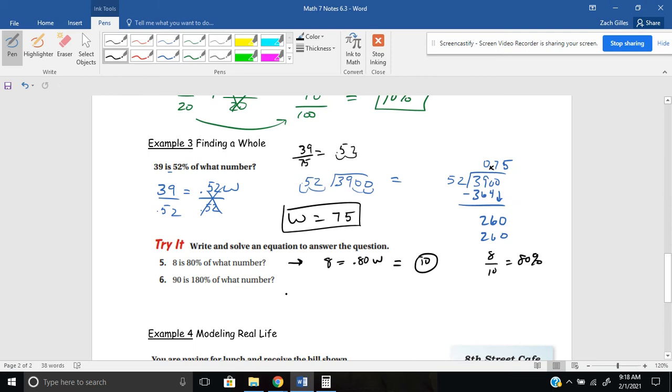And for this one, 9 is equal to 1.8 times W. And then if you divide by 1.8, W is equal to 50. Okay. Oh, sorry. This is 90. I was like, oh, 50, that's a lot. Okay, that makes more sense now. Okay, so you should get 10 and 90 for your wholes there.